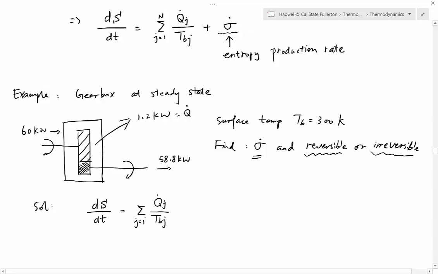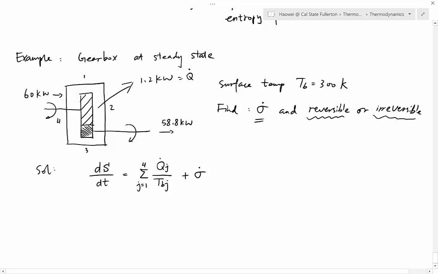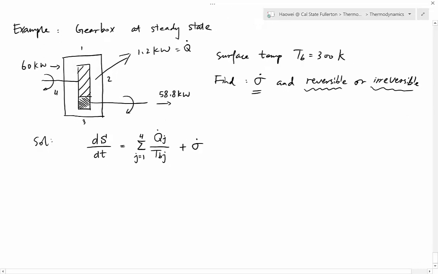What is the total number of surfaces we have? We have the top surface, which we can call number 1. We have the right surface, which we can call number 2. Bottom surface, number 3, and left surface, number 4. So we have 4 in total. We end at 4. Second term plus sigma dot. Okay, so now this is the entropy rate balance equation.